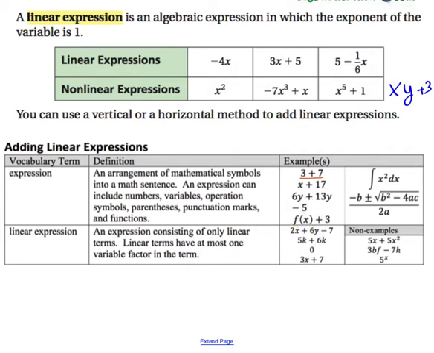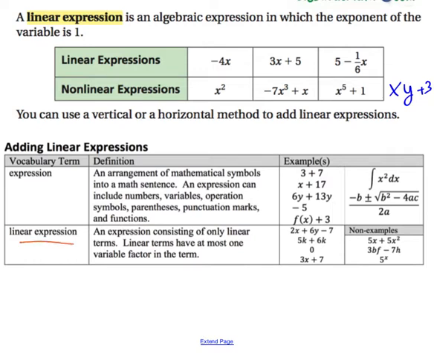It can include operators you're not familiar with yet. This right here is the integral of x squared dx. This next thing is what's called the quadratic formula: the opposite of b, plus or minus the square root of b squared minus 4ac, all over 2a. Those are all examples of expressions. It's an arrangement of mathematical symbols into a math sentence.